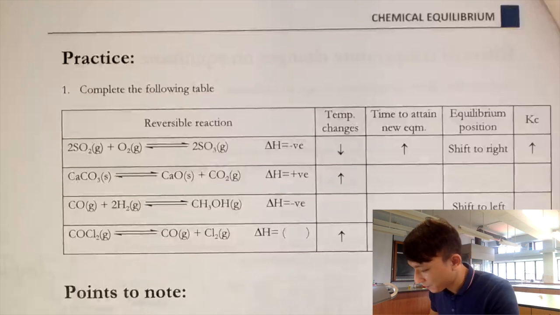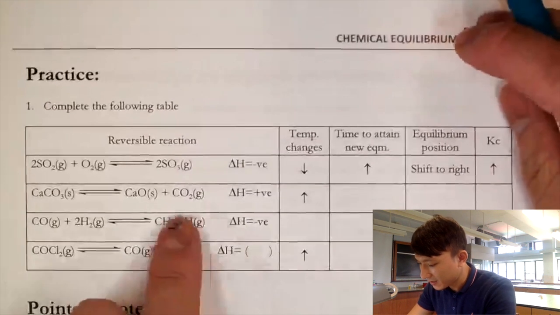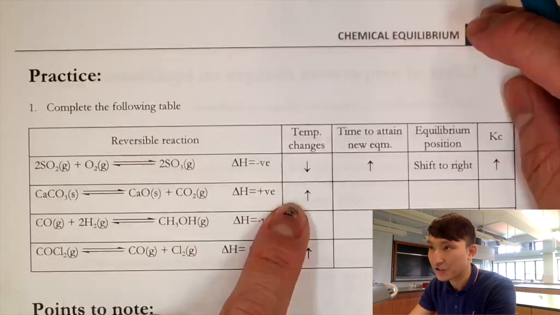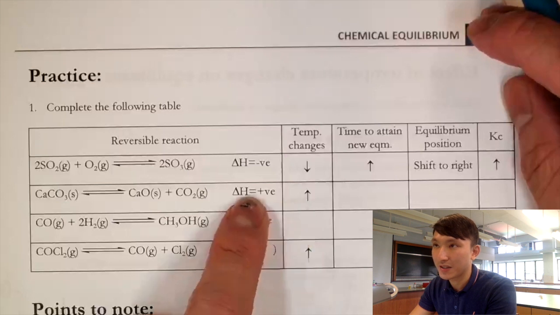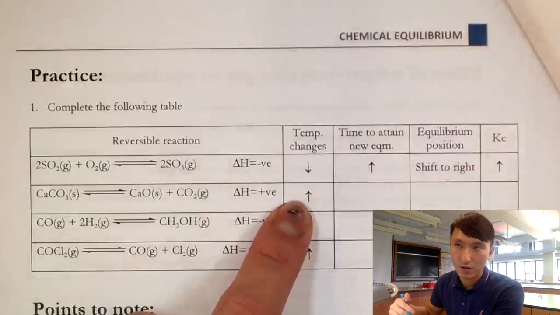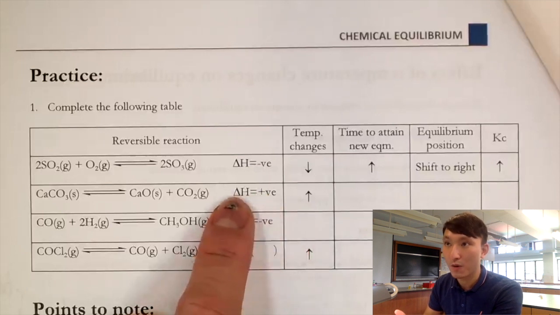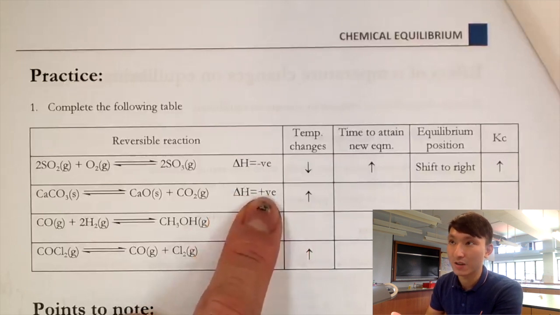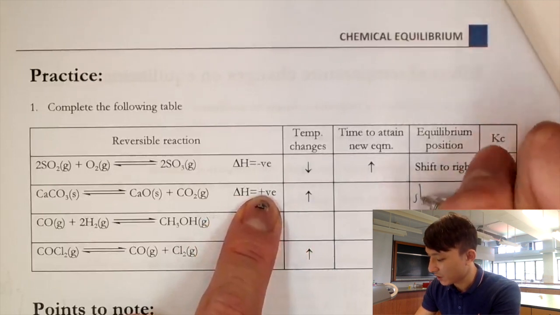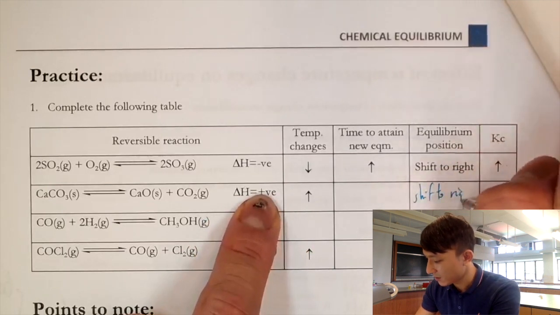Let's have a look. Now, in this situation, when temperature increases, this is an endothermic reaction. So the temperature increases, we want the temperature to decrease. So you want to have more endothermic reaction, and therefore you are going to do more forward endothermic reaction. So obviously the equilibrium position will be shifted to the right, okay?